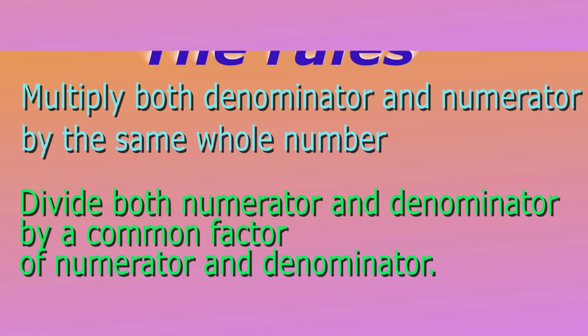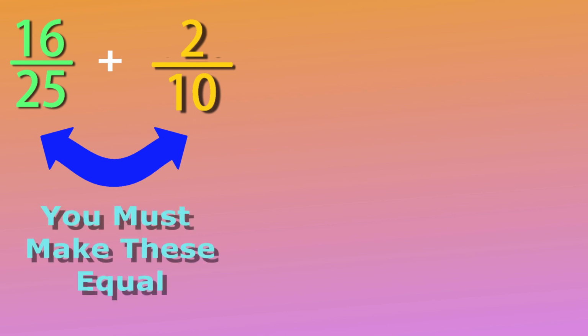Here's a typical example where equivalent fractions are really useful. Look at this sum, 16 over 25 plus 2 over 10. Since the denominators of these two fractions are different, you cannot just add the two numerators like you would with similar fractions. You have to find a way to make the denominators equal to each other by changing the fractions up a bit. Once the denominators are the same, you can then just add the resulting numerators.